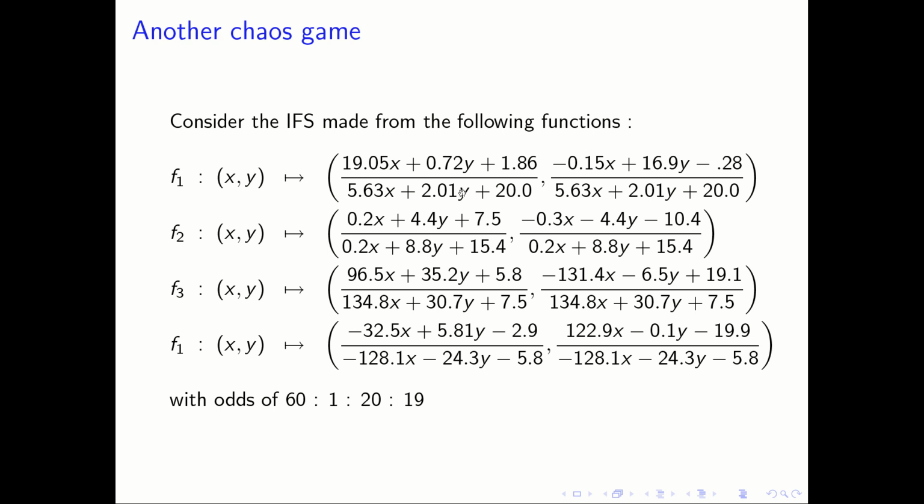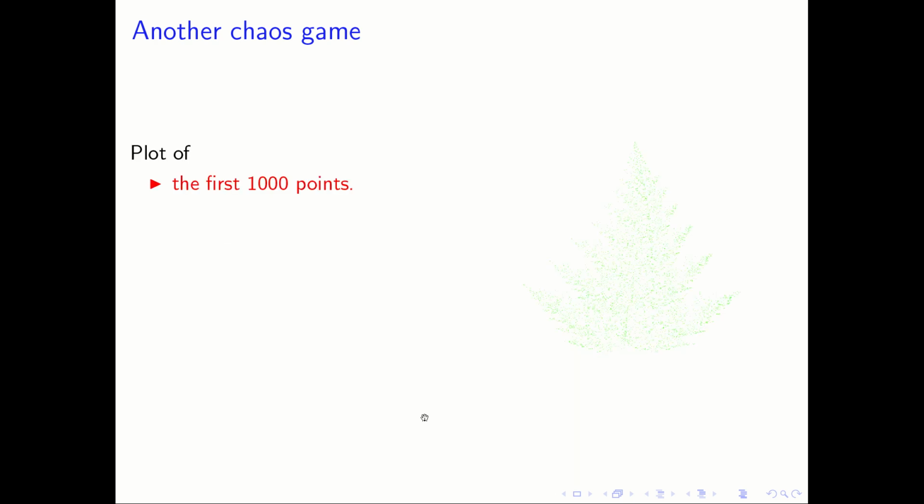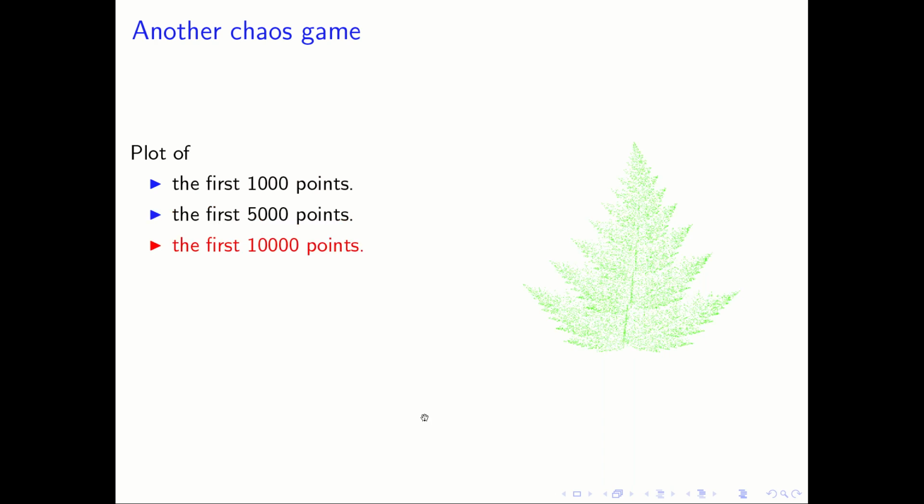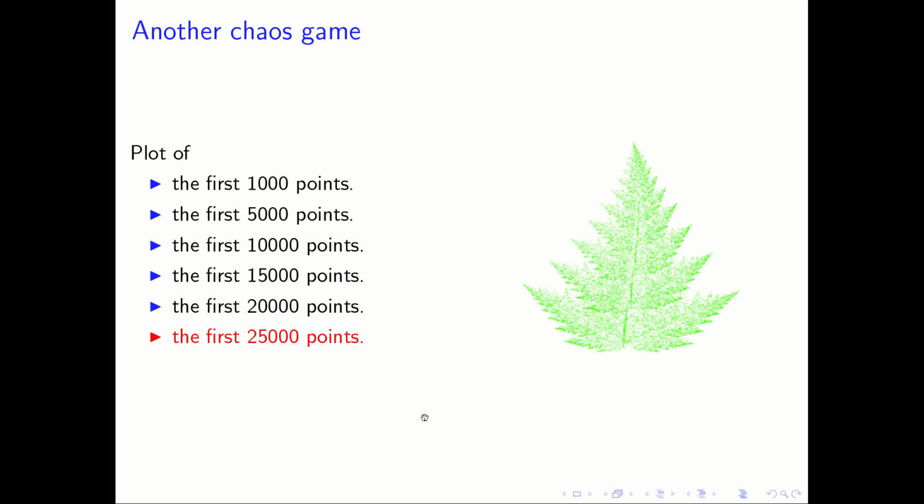But once you know the maps, the probabilities with which you have to use them can be easily calculated using the determinant trick that we talked about. So these are the odds you're going to use: 60:1:20:19. And if you do that, let's see what you will get. The first 1,000 points, again you can hardly see anything. 5,000, a vague shape starts to emerge. 10,000, 15,000, 20,000, 25,000. You can see life emerging out of pure mathematics. It's amazing.